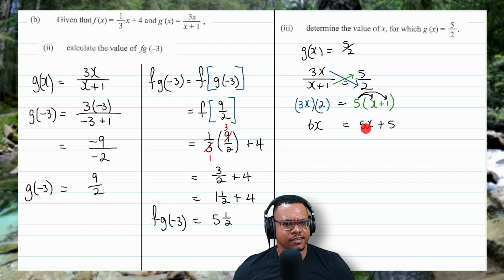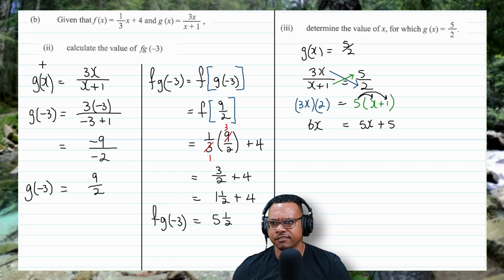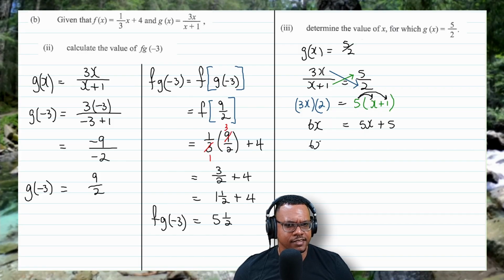Now we bring the x's together, so I'll bring this positive 5x across to this side, and it turns to negative 5x. So I'll have 6x take away 5x is equal to 5. And 6x take away 5x is 1x, which is the same as x. So you'll get x is equal to 5. And that's the answer.